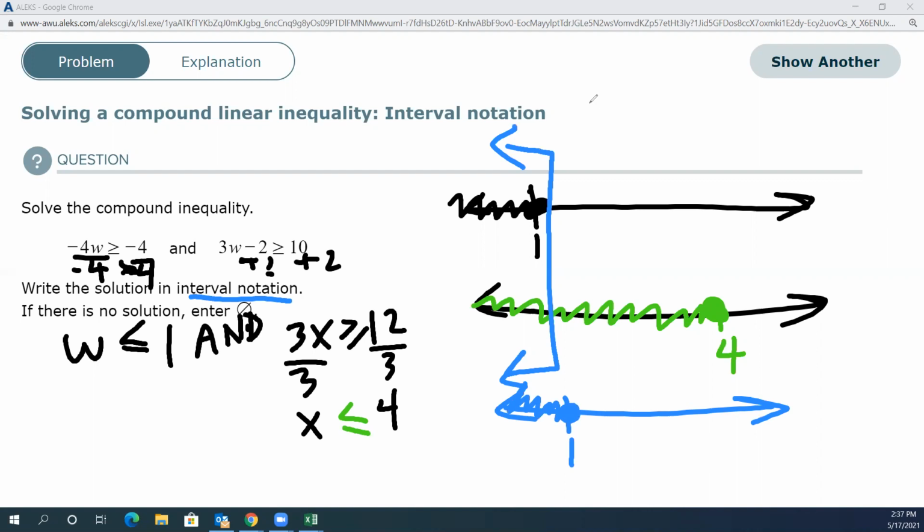Now they said, give me interval notation. So that would be everything from 1 to negative infinity, if that inequality sign had been like that, which it was not. And that's what we do.